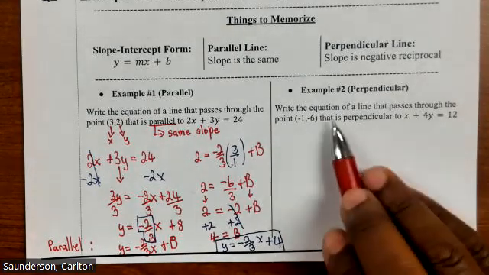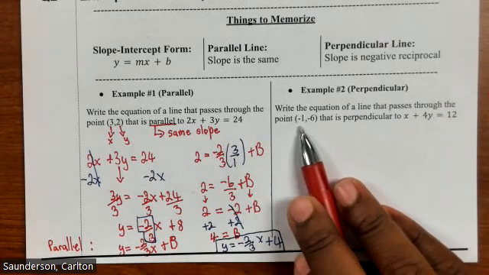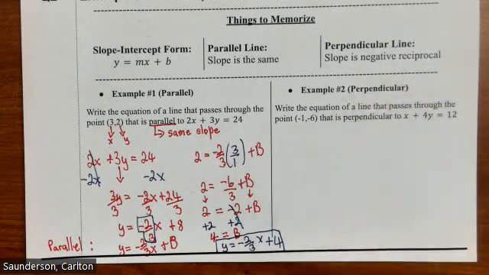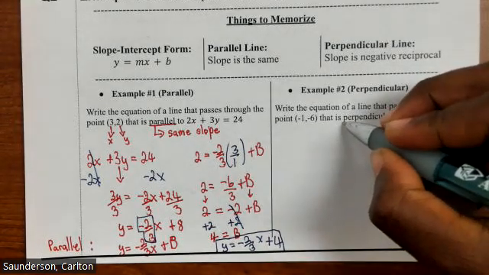It says write the equation of a line that passes through the point (-1, -6) and is perpendicular. Does perpendicular mean same slope? No.